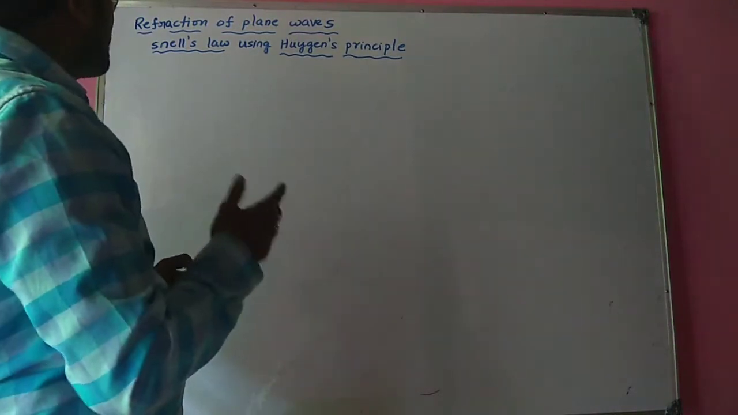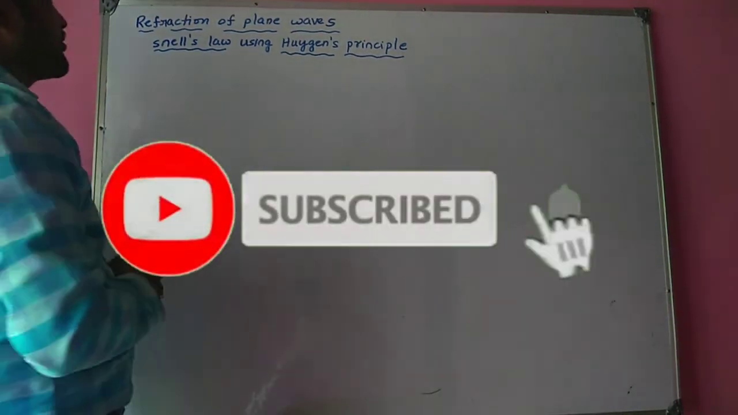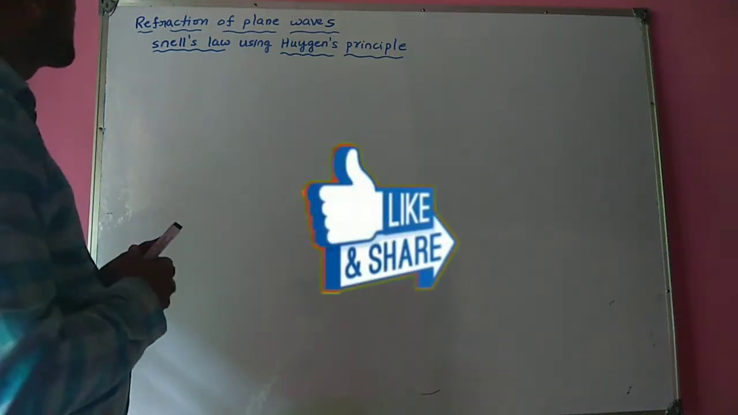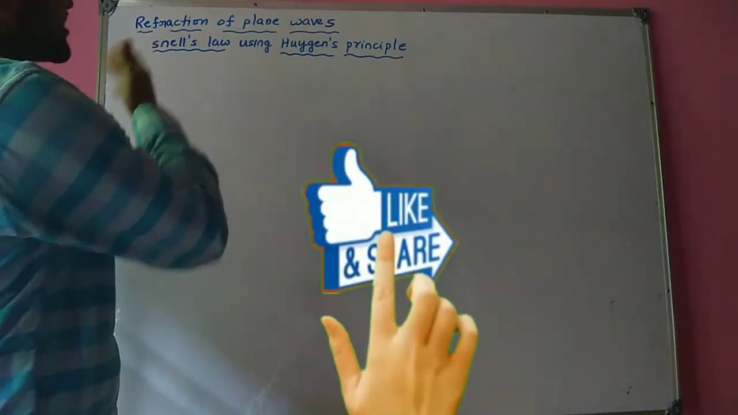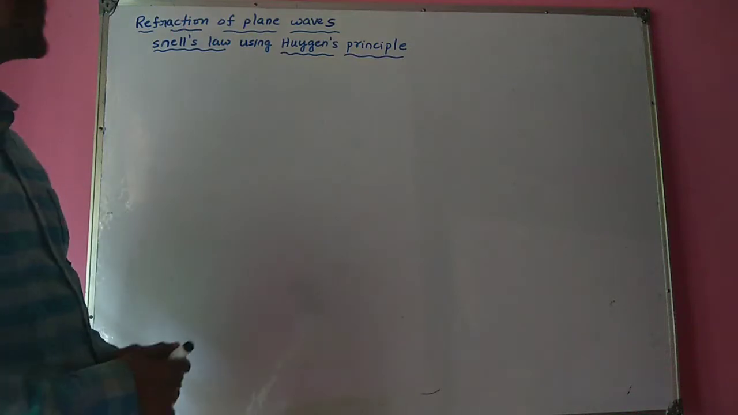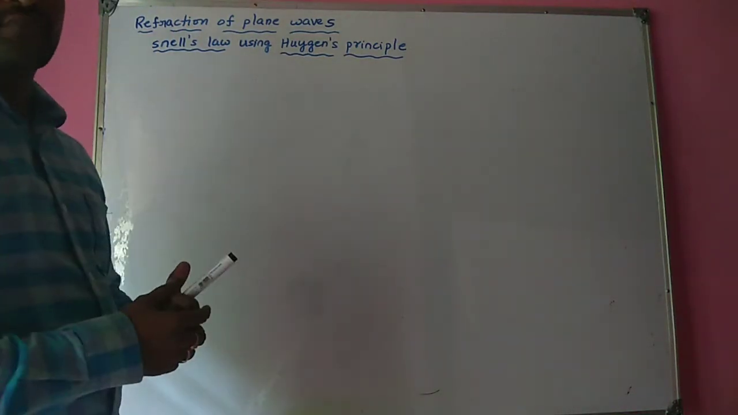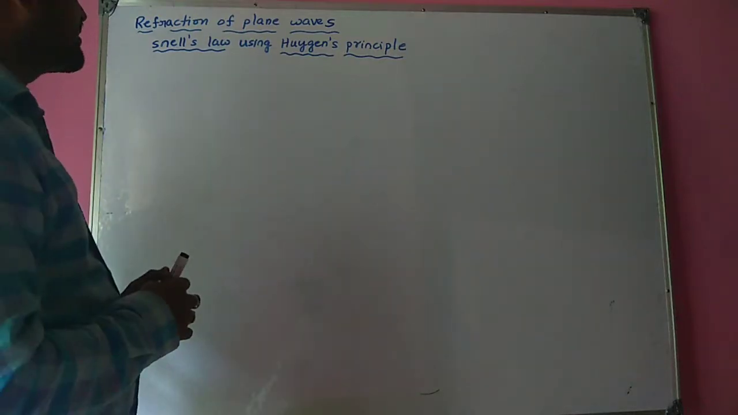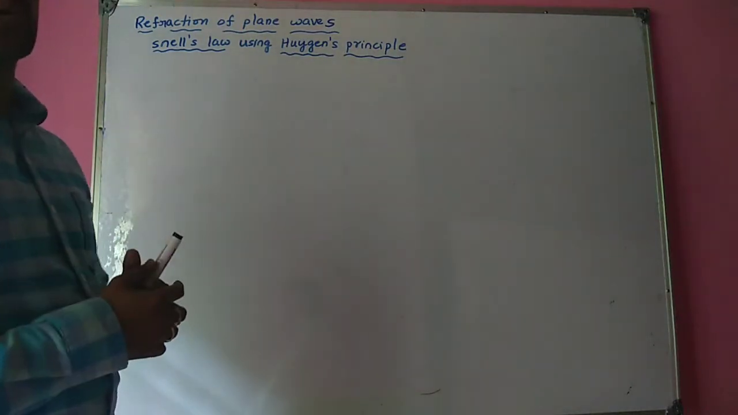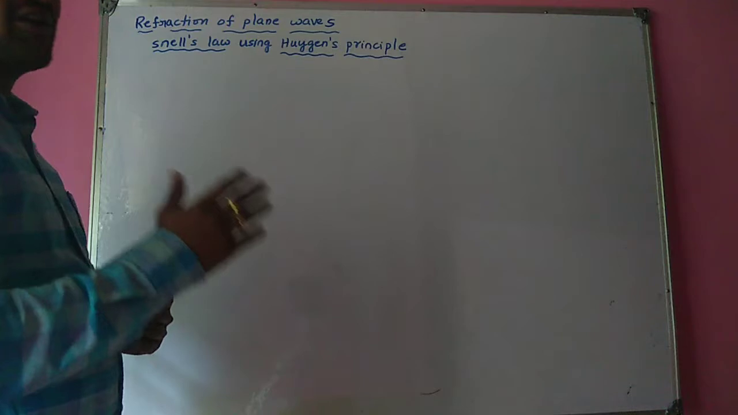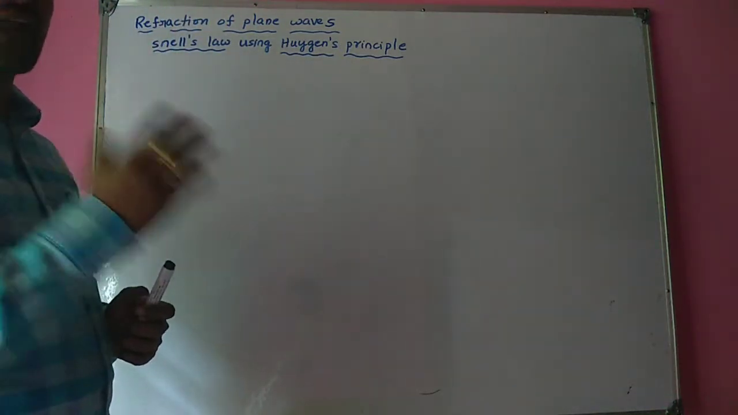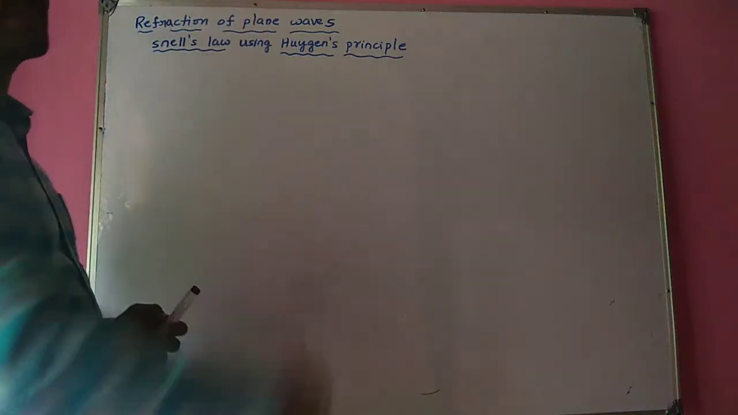In the video series of wave optics, in this class I am going to explain refraction of plane waves. That is, I am going to derive Snell's law using Huygens principle. We know Snell's law: sin i by sin r is equal to n21. That is, the refractive index of the medium is equal to the ratio of the sine of the angle of incidence to the sine of the angle of refraction. That law I am going to prove by using Huygens principle.